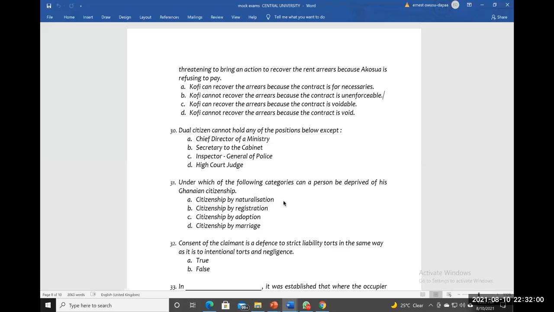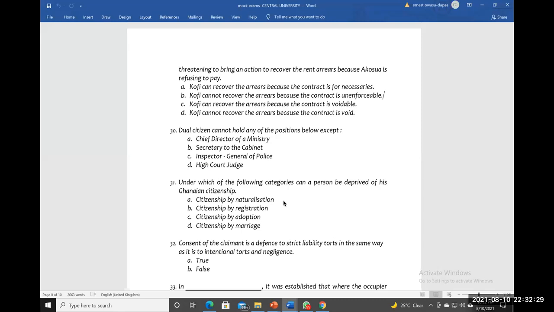And J, no, sorry, I, J, he possesses a valid residence permit. So you must have a valid resident permit before you put in your application. And if you were in Ghana illegally, then that will disqualify you. So that is how we get citizenship by naturalization.